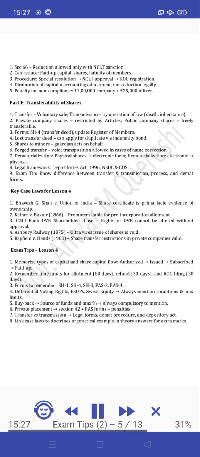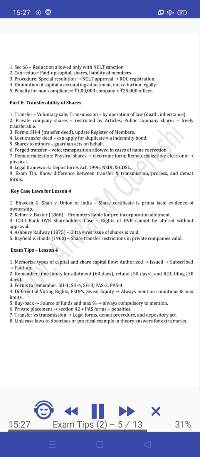5. Rayfield vs. Hands 1960. Share transfer restrictions in private companies valid. Exam tips, Lesson 4. 1. Memorize types of capital and share capital flow: Authorized → issued → subscribed → paid up. 2. Remember time limits for allotment 60 days, refund 30 days, and ROC filing 30 days.